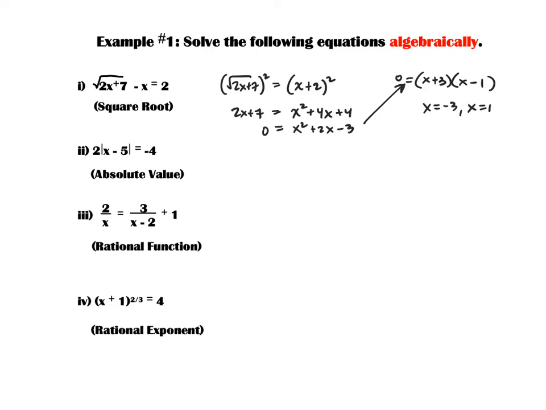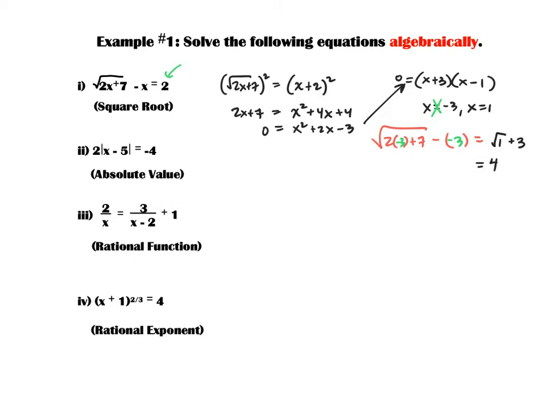Let's check and make sure that's true. So let's take the original equation and confirm that the following is true. Let's plug in a negative 3. If I plug that in, I would get the square root of 1 minus a negative 3, which would be plus 3. That comes out to equal 4. That is not equal to 2. Therefore, x equals negative 3 is not a solution.